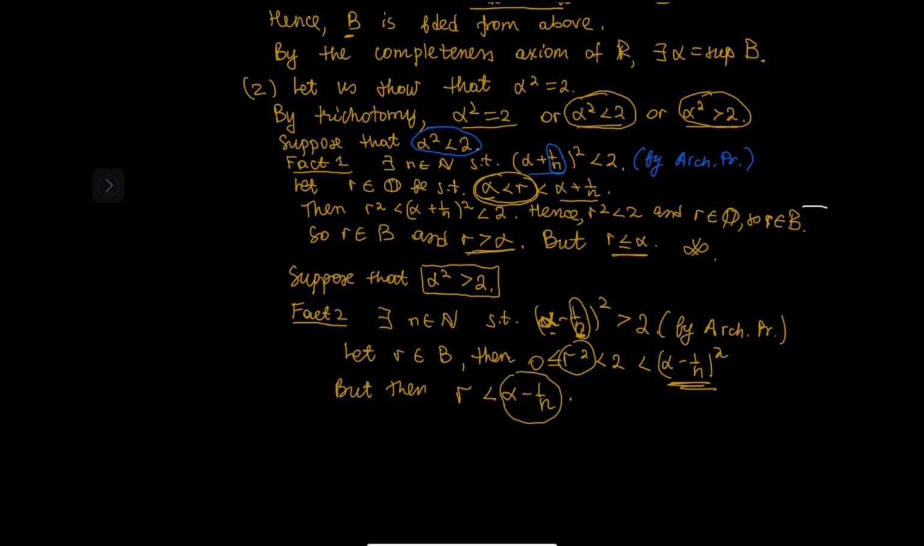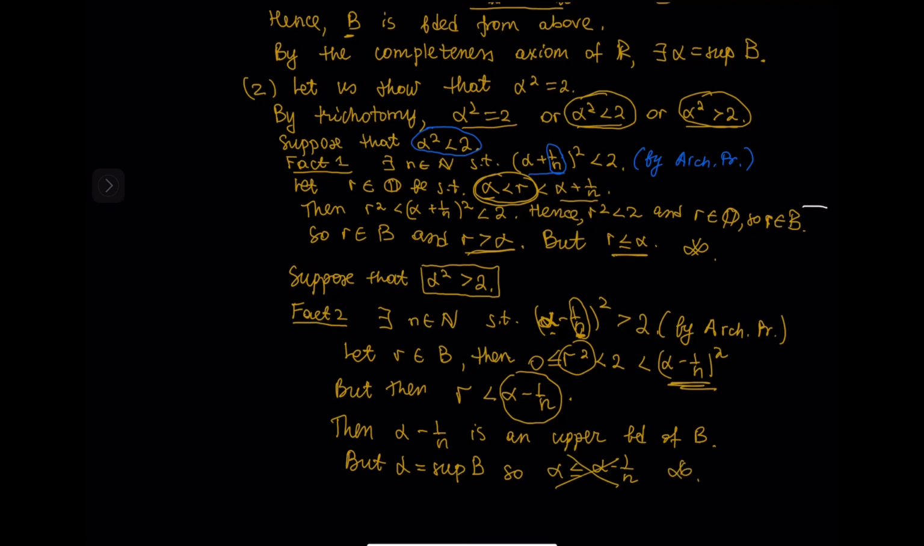So then alpha minus 1 over n is an upper bound of the set B. However, alpha was the supremum of B, so it should be the smallest upper bound. So we should have that alpha is less than or equal to alpha minus 1 over n, because alpha is the smallest upper bound. But of course, this is not true. So this is how we get a contradiction.